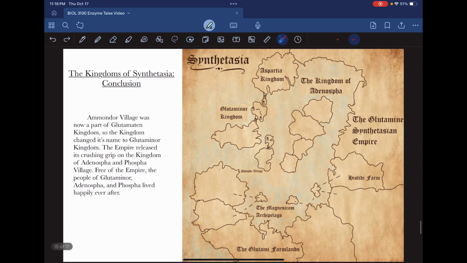The kingdoms of Synthetasia, conclusion. Amador Village was now a part of Glutamating Kingdom, so the kingdom changed its name to Glutaminar Kingdom. The empire released its crushing grip on the kingdom of Adenospha and Phosphor Village. Free of the empire, the people of Glutaminar, Adenospha, and Phosphor lived happily ever after.